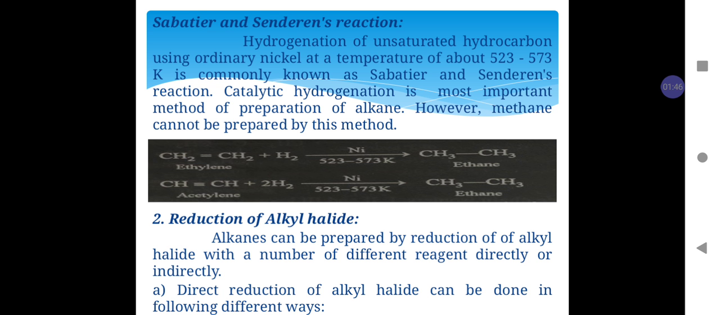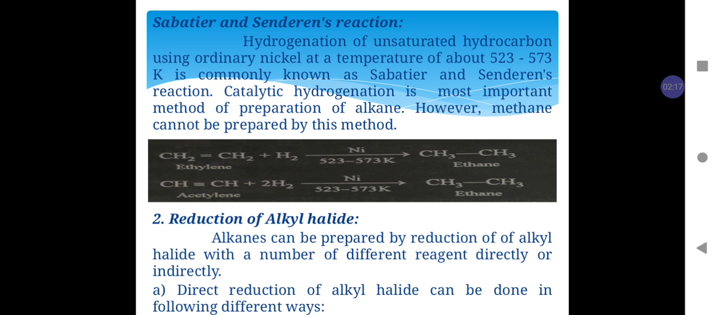Example of Sabatier and Senderens reaction: ethylene on reaction with hydrogen with nickel at 523 to 573 Kelvin form ethane, and acetylene under similar condition form also ethane. Second method of formation of alkane is reduction of alkyl halide.